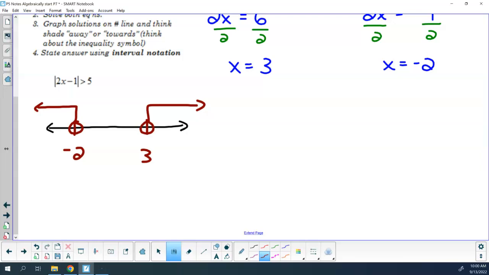Interval notation, it said in number 4, state it using interval notation. Well, this left one starts at negative infinity, works its way all the way up to negative 2, doesn't touch negative 2. Then I've got a union with 3 going all the way to infinity.